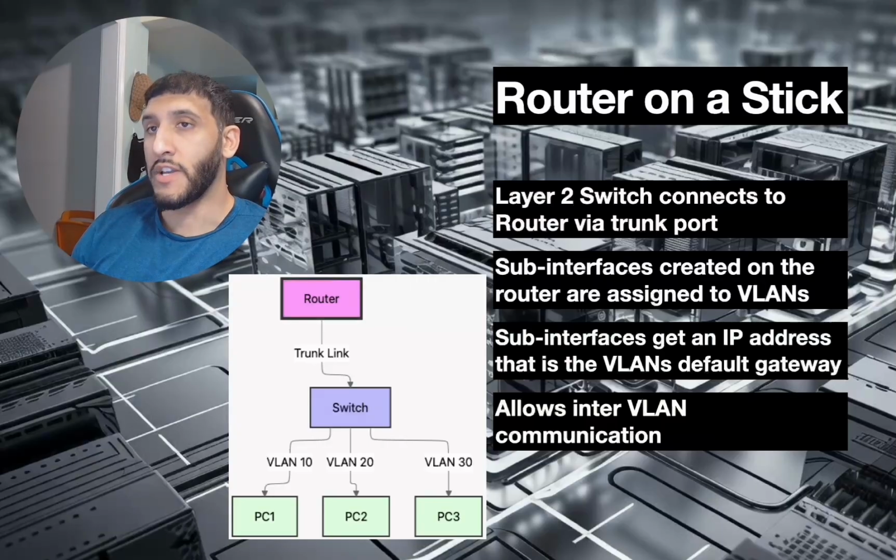So after this trunk port is set up, you have sub-interfaces that need to be configured on the router. Each of these sub-interfaces are configured to different VLANs. These sub-interfaces get an IP address, which is also the default gateway for the VLAN. This is what allows the inter-VLAN communication.